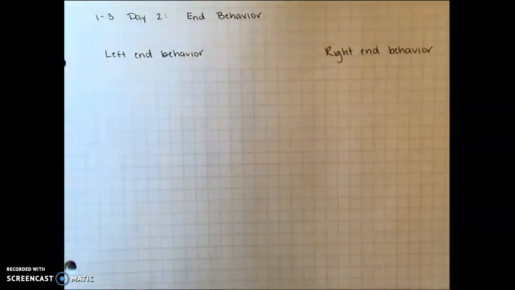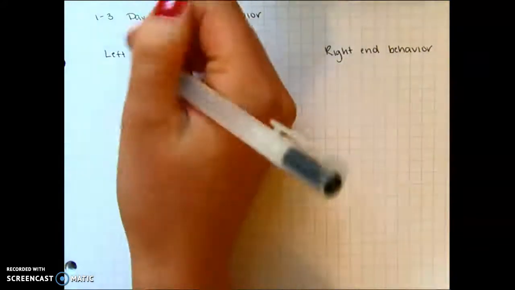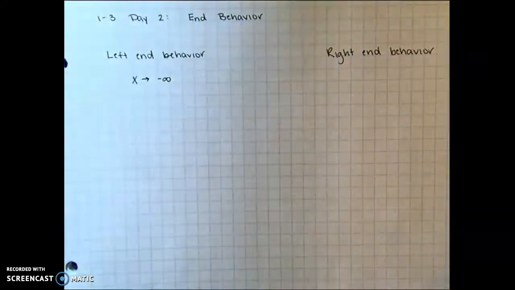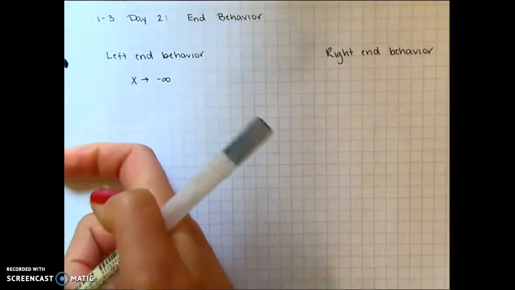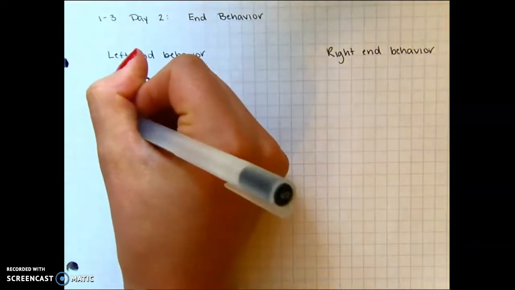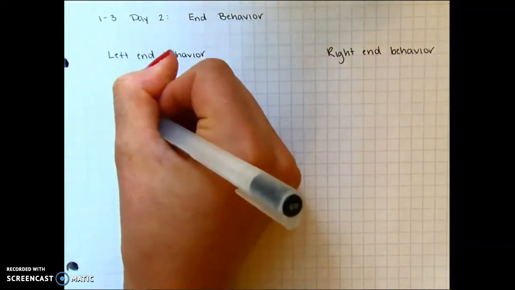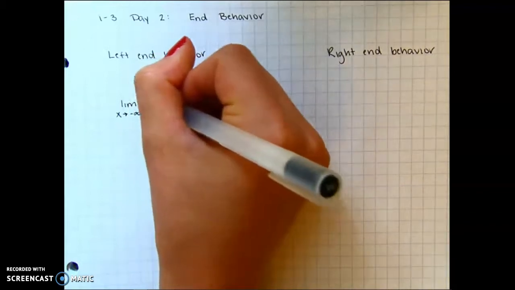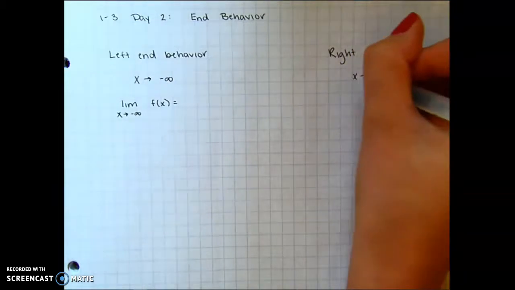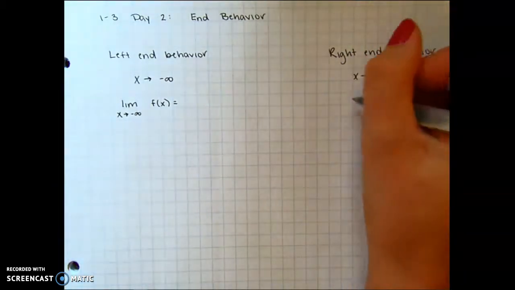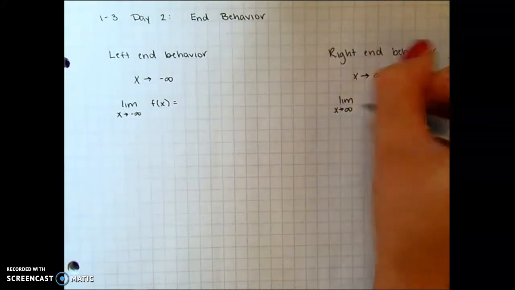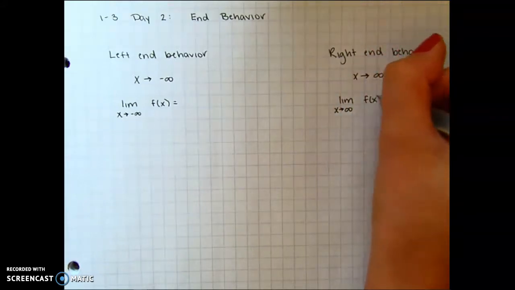Okay, so left end behavior is what's happening when the x values are approaching negative infinity. So as our x values are going to the left, what's happening to the y? And we write this in limit notation. So the limit as x approaches negative infinity of the function is approaching what? And then right is as x values are getting bigger, they're going to infinity. So it's the limit as x approaches positive infinity of f of x equals.